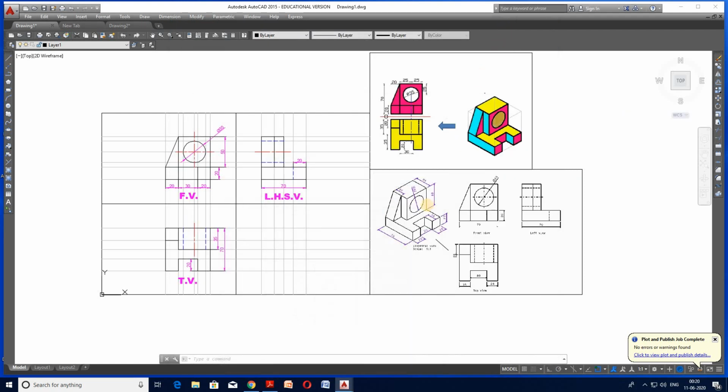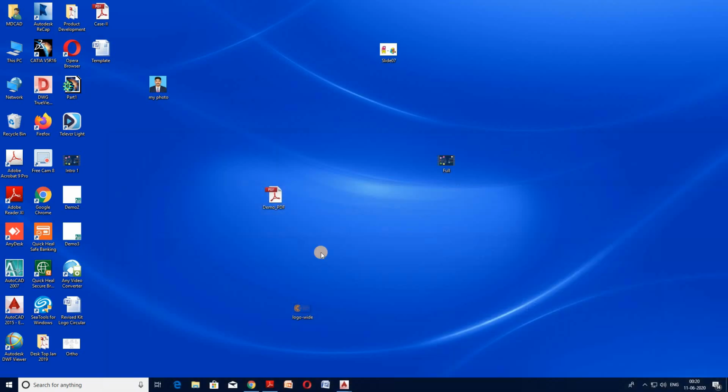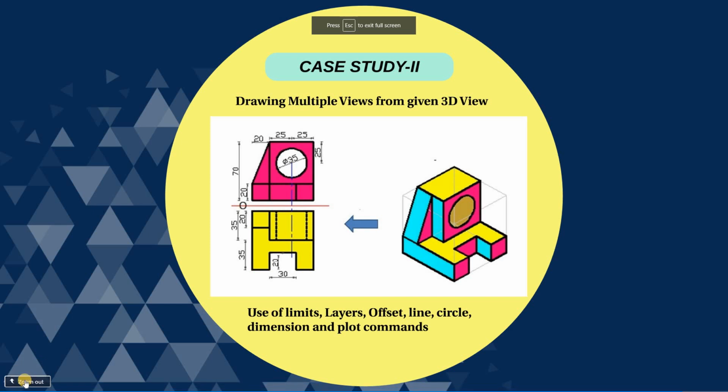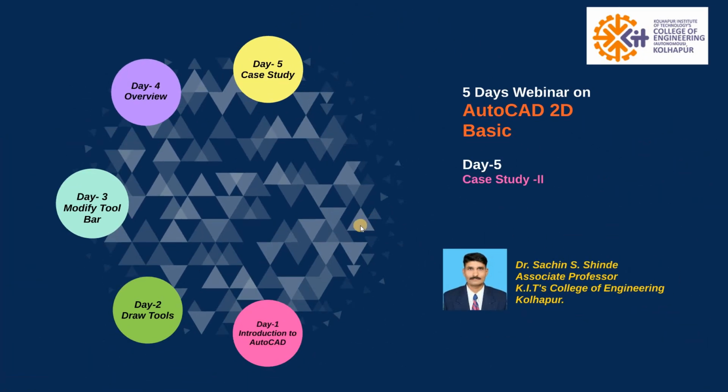And then you can check it on the desktop. The name of this file is case 2. So this is the PDF of case 2. So this is how you have to draw the multiple views of a given 3D object. Hope you have understood this case study.